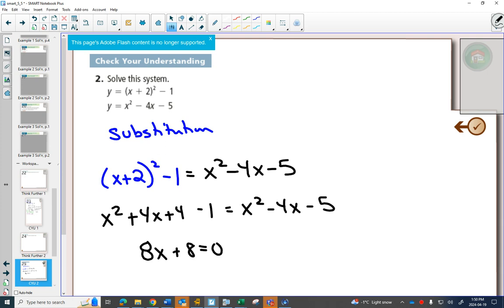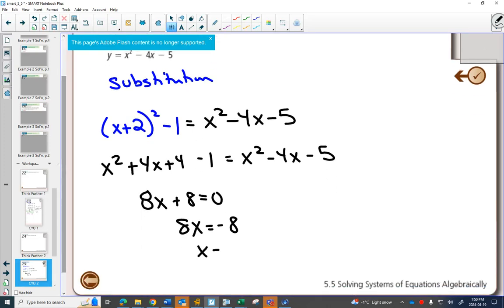Now I had made one side equal 0 because I thought it was a quadratic equation, but my x squareds all canceled. Now it's just a regular solving equation. All that work to move that 8 over, I'm going to have to move it back to the other side by subtracting 8 on both sides. Dividing by 8, and I get x equals -1. So there's only one x point where they intersect.